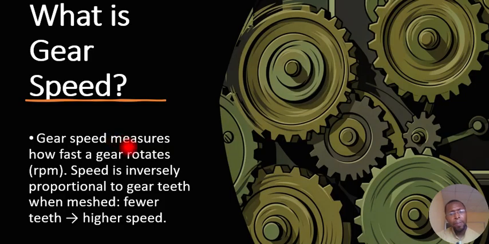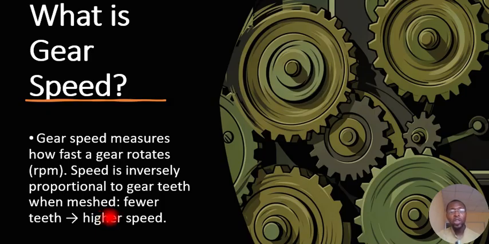Gear speed measures how fast a gear rotates. That is revolution per minute. The RPM there represents revolution per minute. So how fast a gear rotates in revolutions per minute, that's the unit of the speed. Now, speed is inversely proportional to gear teeth. What that means is that the fewer the teeth of the gear, the higher the speed of the gear.